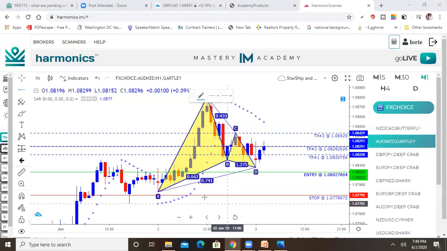Because they have this stop loss sometimes it's too far away. You're going to have to modify your stop loss sometimes.